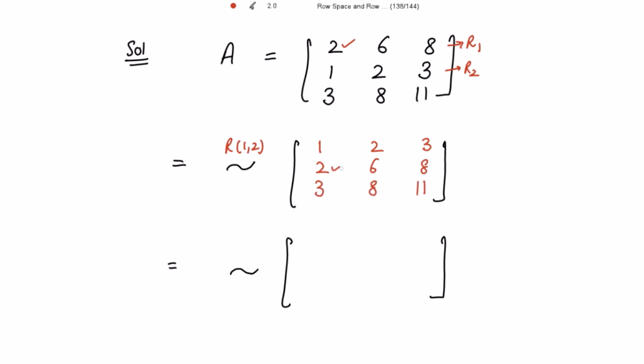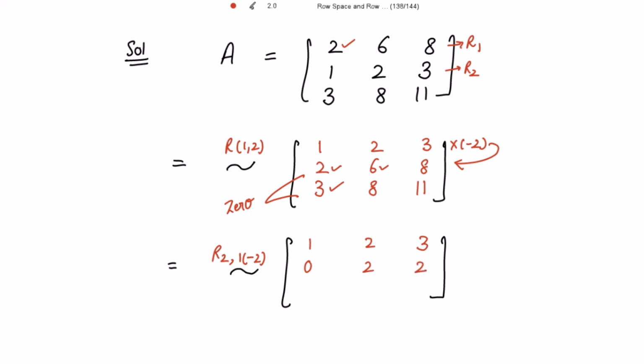Now I need to make this 2 and 3 as 0. For that, just multiplying the row 1 with negative 2 and adding the elements to this row 2. So the first row should be multiplied with minus 2 first. Multiplying 1 with minus 2 and adding this to 2, we get 0. Multiplying 2 with minus 2, we get minus 4 and adding this to 6, we get 2. Multiplying 3 with minus 2, we get minus 6 and adding this to 8, we get 2.